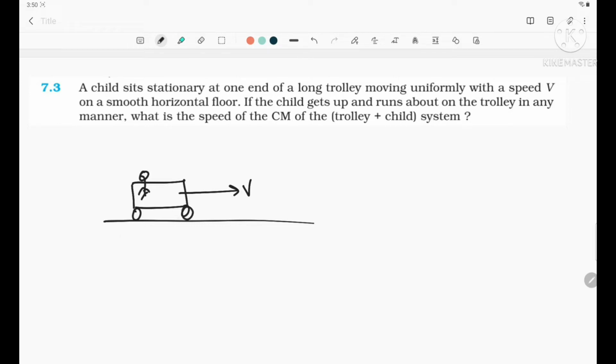If the child gets up and runs about on the trolley in any manner, what is the speed of the center of mass of the trolley plus child system? Let us say the center of mass is somewhere here, and this child is moving in and around in the trolley. You should understand one thing: when the child is moving, the child and trolley form a system. So whatever happens between the child and trolley are all internal forces, and the net internal force in any system is always equal to 0.